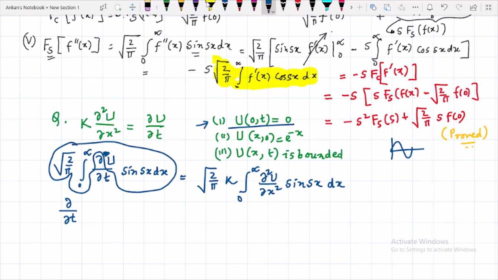results to something. Which kind of this? Let us suppose this is u bar. What is u bar? U bar is the Fourier sine transformation of u, root over 2 by pi integral 0 to infinity u sine sx dx. For simplicity I have written this.